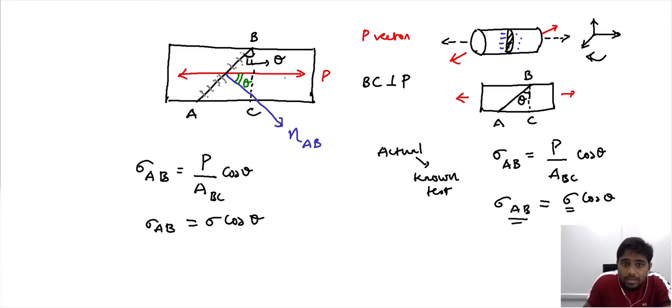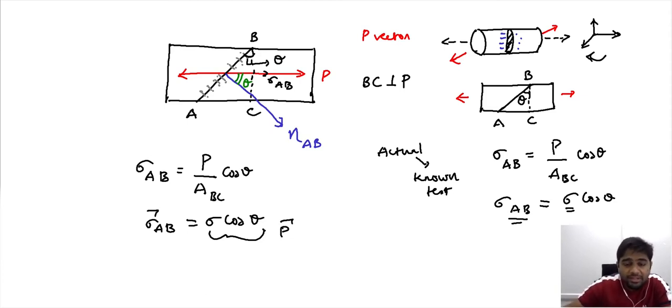Now this sigma cos theta, this sigma AB, is acting along the loading direction. It has a magnitude and it is acting along the loading direction of P.